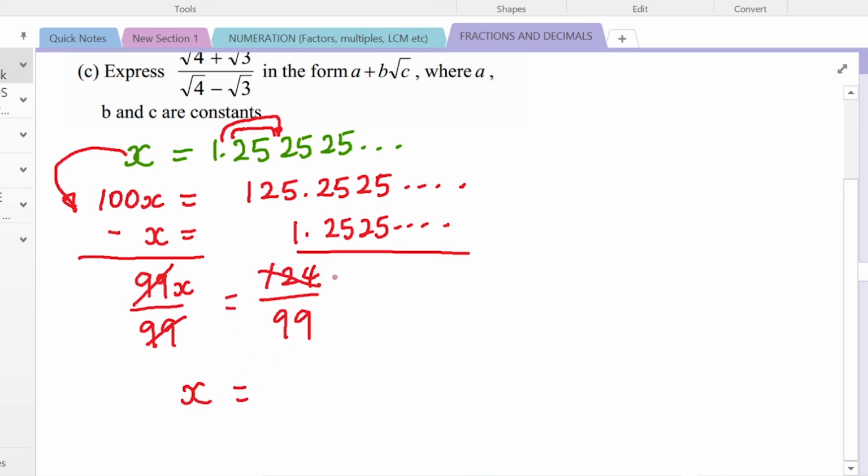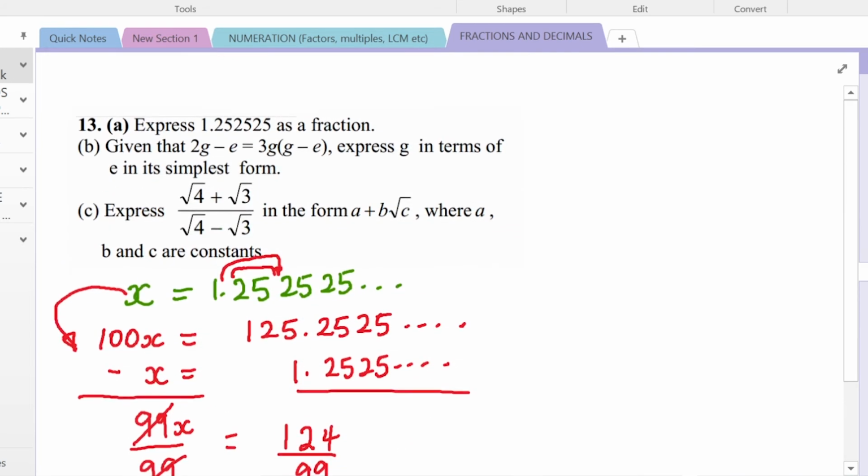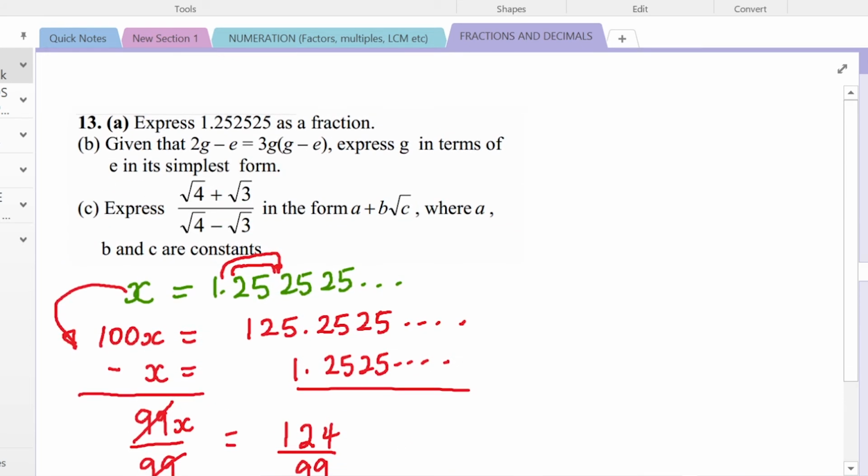No, it's not divisible by 3. So it will just remain like that. It is 124 over 99. So we shall leave our answer like that as 124 over 99. That is sorted. So we have answered part A. So let's move on to part B.